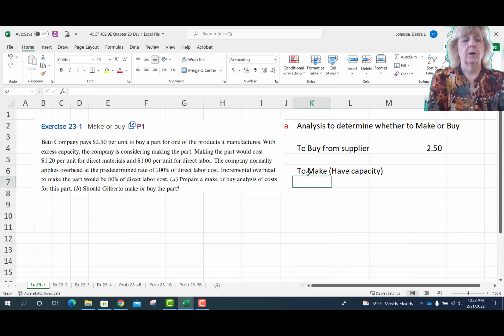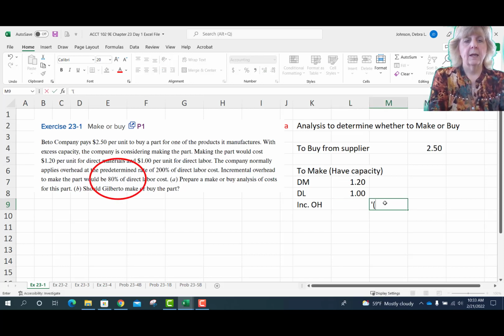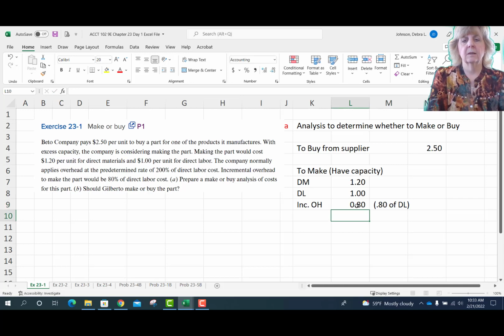So to make that would cost them direct materials, direct labor, and just the incremental part of that overhead. So I'm just copying over the data given. The author said it's $1.20 for the materials, it's $1 for the direct labor, and then the more challenging part, and I'll put that out here in a little notation, it was 80% of direct labor cost. So 80% of direct labor would be the incremental part. You can probably do that in your head. That would be 80 cents.